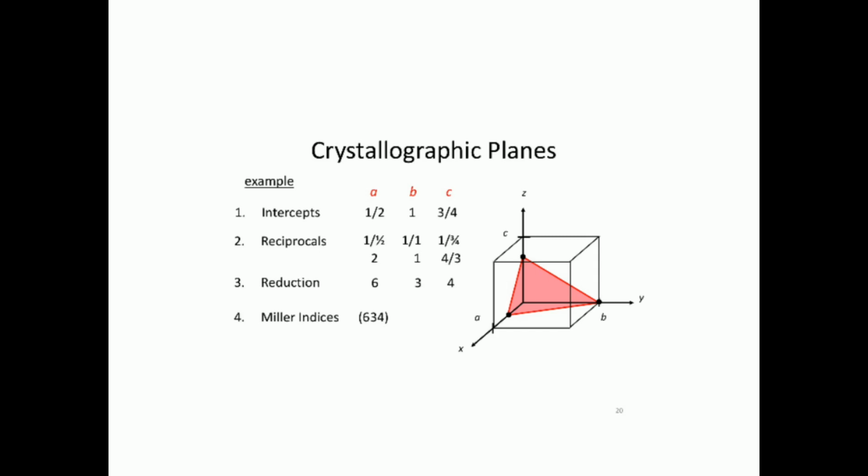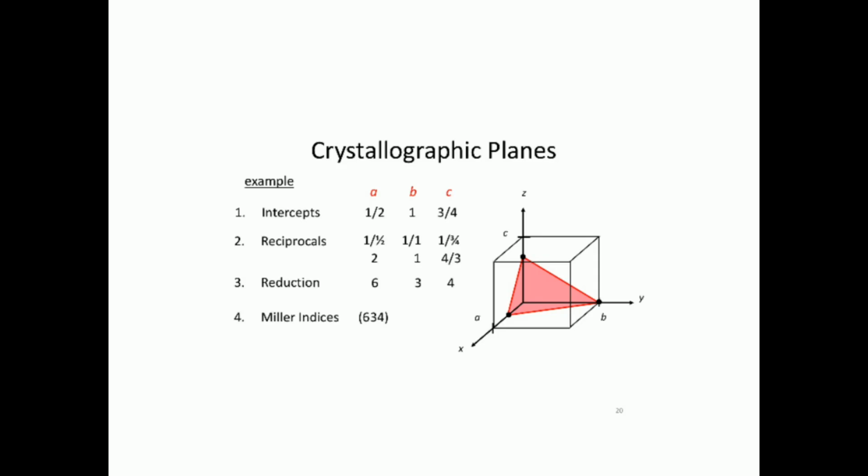The reciprocals are 2, 1, and 4/3. This is the reciprocal of the vectors, and this is the reduction. In cubic structures, multiplying by 3 gives 2 times 3 is 6, 1 times 3 is 3, and 4/3 times 3 is 4. So the Miller indices are 634, which is a crystallographic plane.